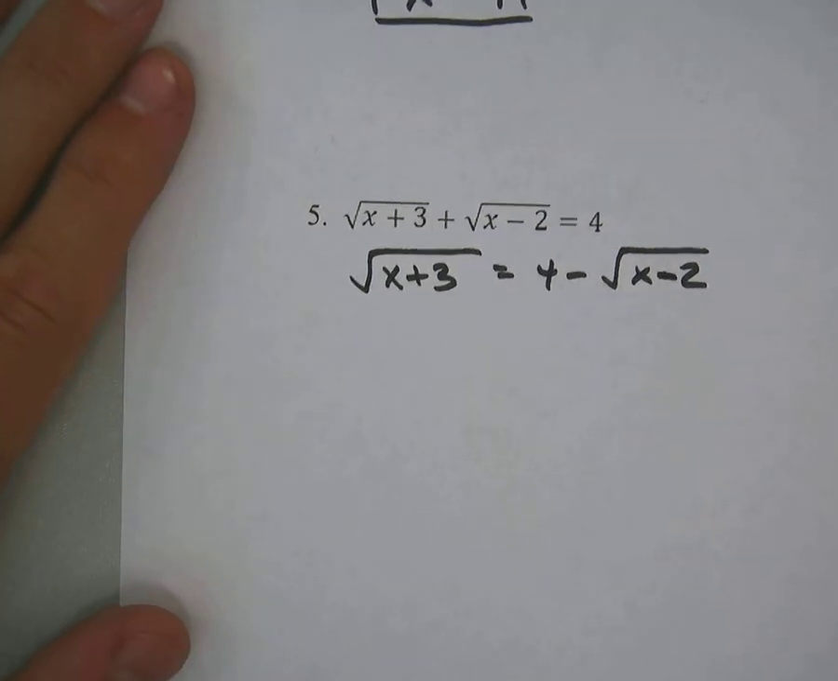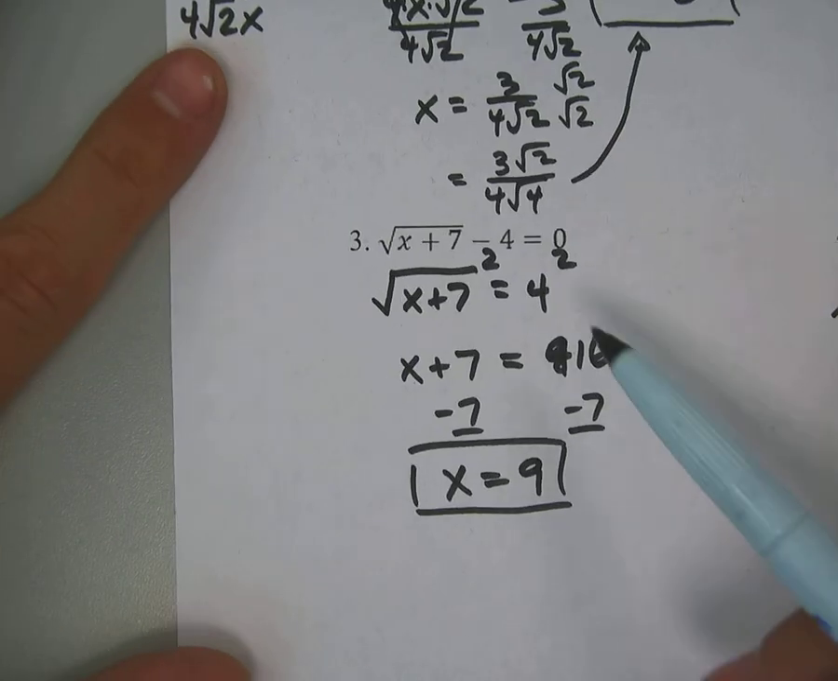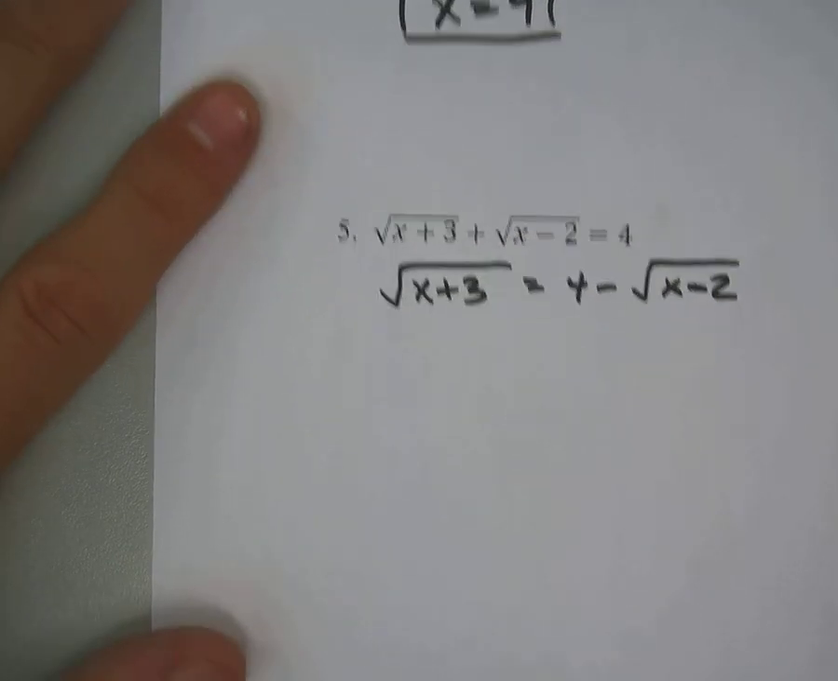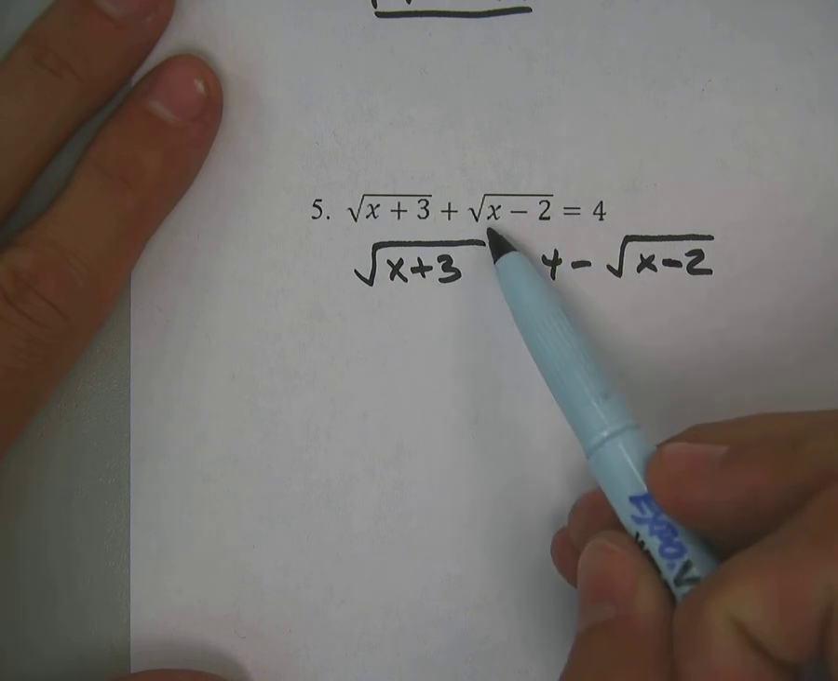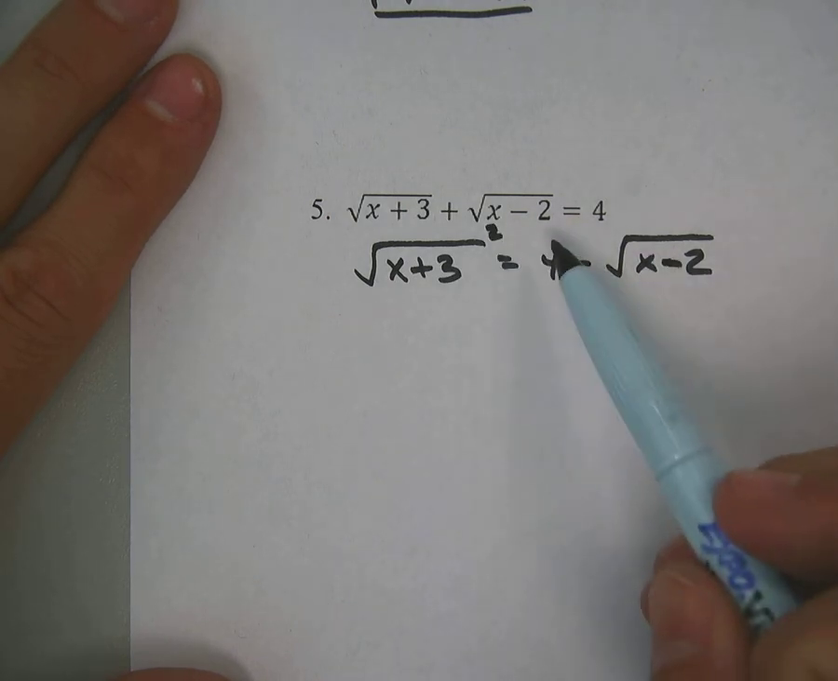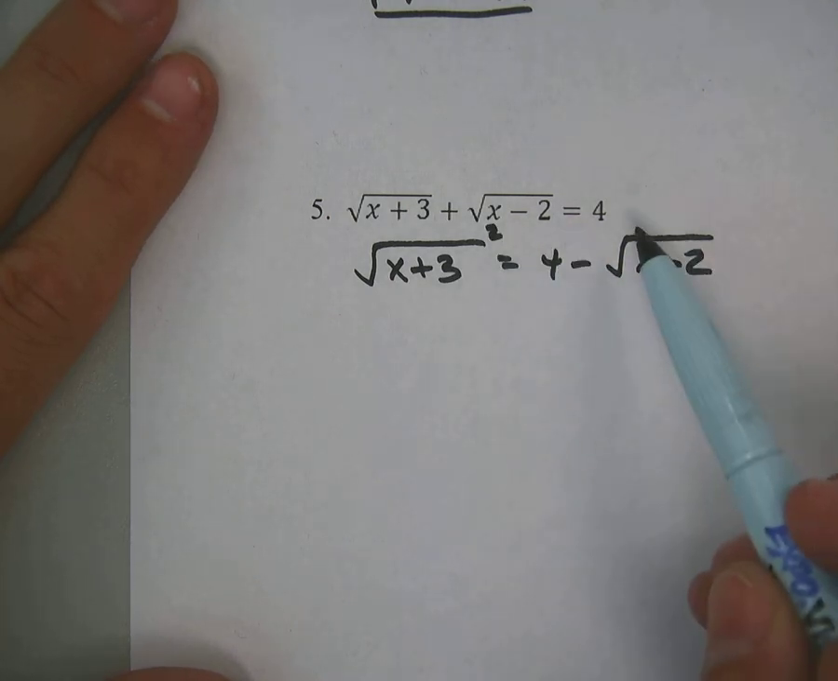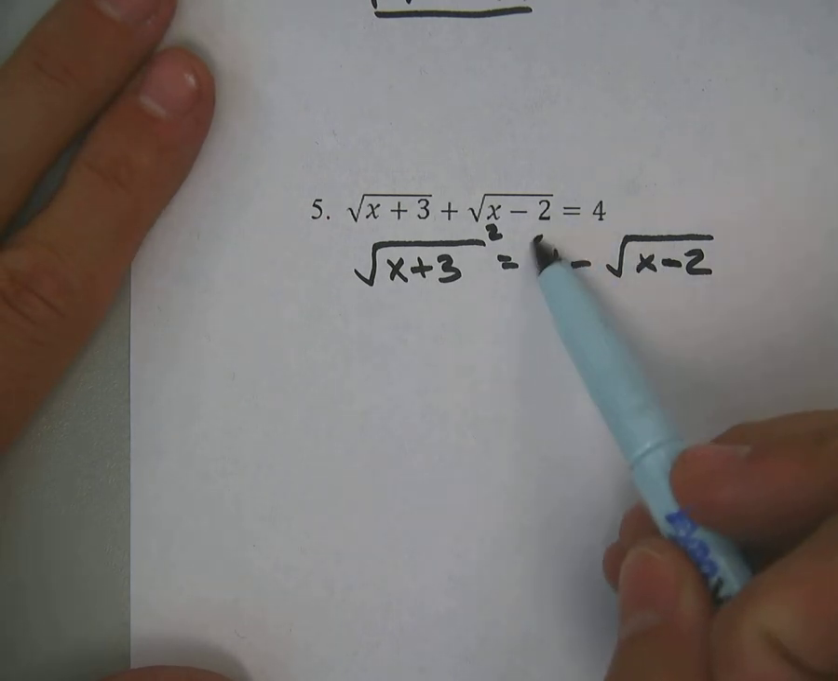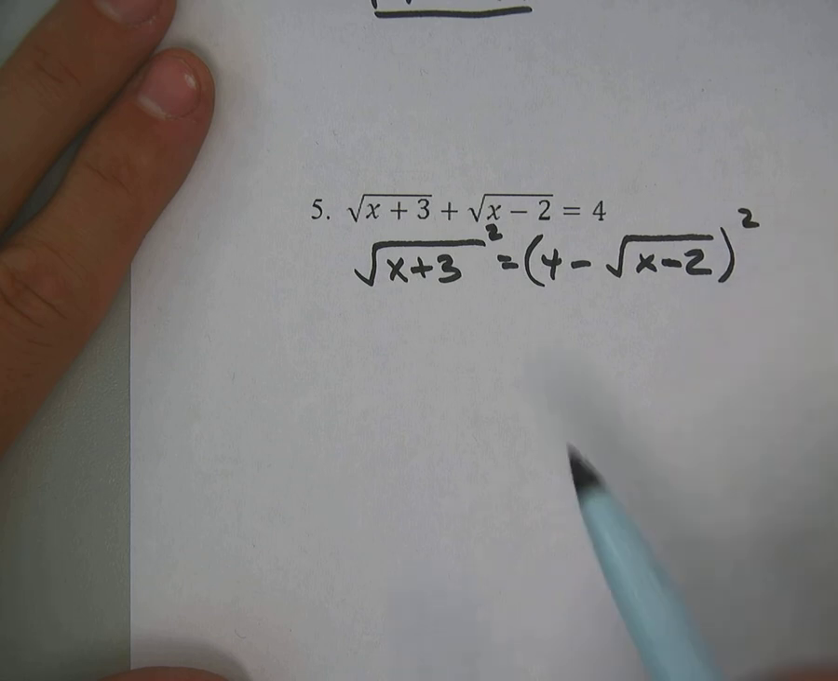And then I'm going to basically follow the same steps as up here. The next step was we squared both sides. So here we're going to square both sides again. So I'm going to square this. That's an easy one. But over here, you don't square individually. Remember, you don't distribute an exponent across the subtraction sign. So we're going to square this whole thing.